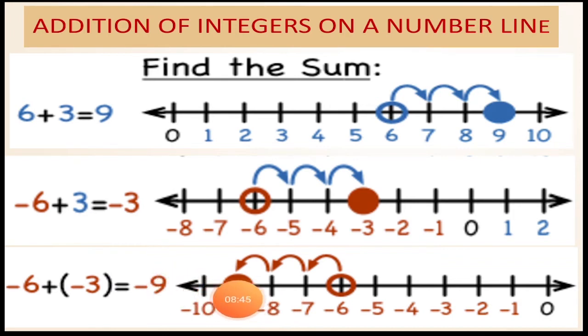Now draw a number line, and on that from 0 we move towards the left direction to represent minus 6, and from minus 6 again 3 more steps we take in the same direction, so that will take us to minus 9. Fine.